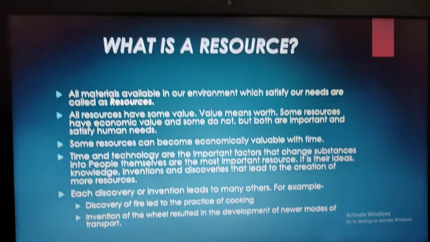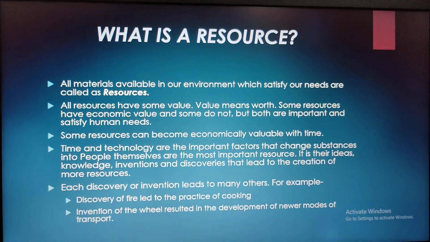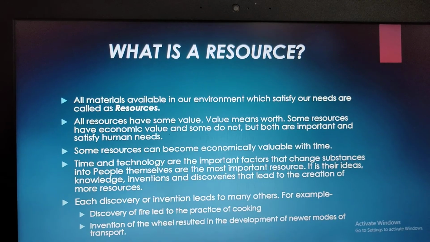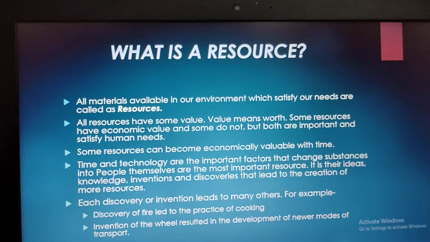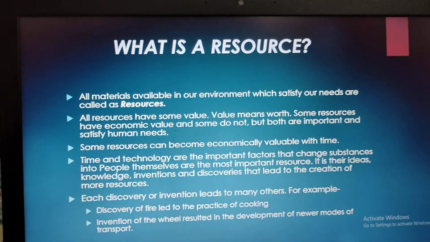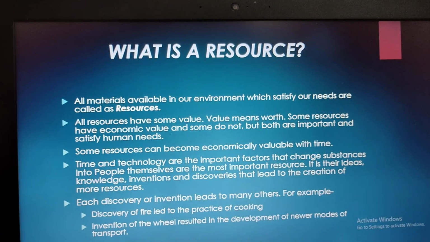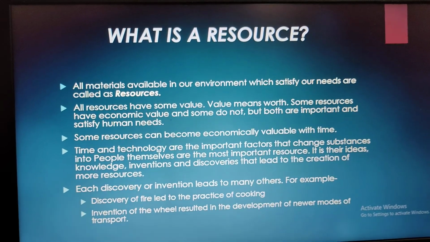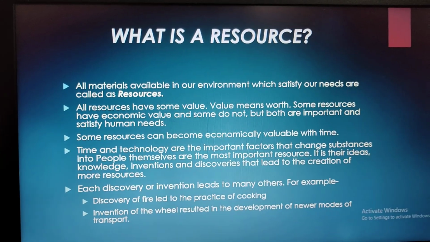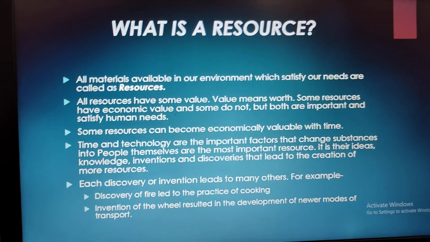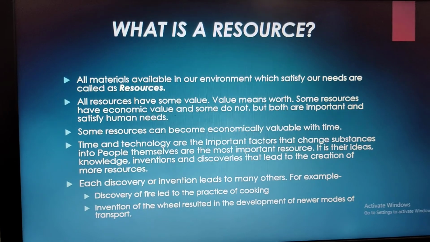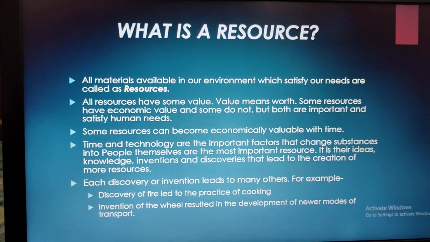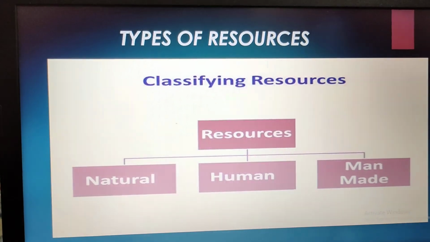What is a resource? Everything which is available in the environment and which can be accessed easily and which can be brought into use. Which can be brought into use only if it is easily accessible, right? Easily and feasibly accessible with the help of technology. Meaning everything which is available in the environment and can be used to satisfy the needs of humans, provided it is technologically feasible and accessible, is termed as a resource.